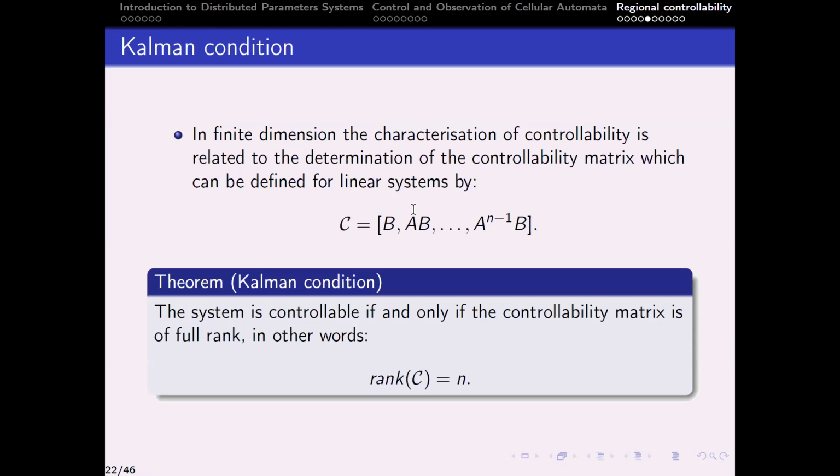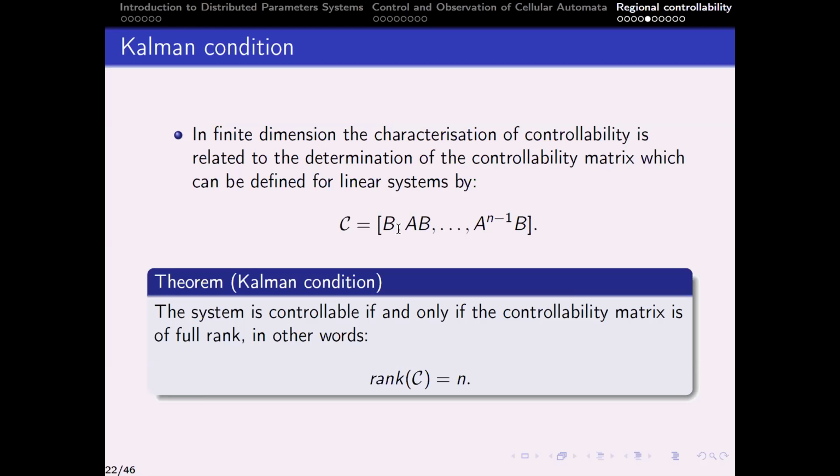The observability and controllability were conceived by Kalman in 1960, and there is a very famous theorem of Kalman, which gives the condition of controllability. Observability is the same, because they are dual concepts, dual notions. Then we have this controllability matrix, because Kalman first dealt with linear systems and with finite dimensional systems.